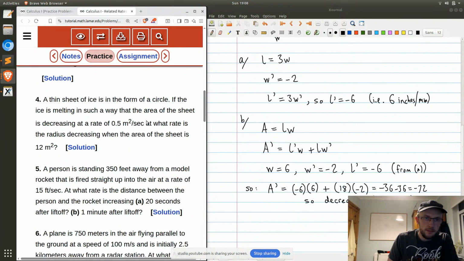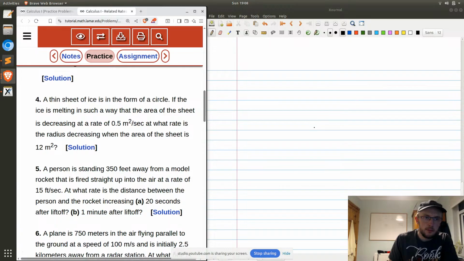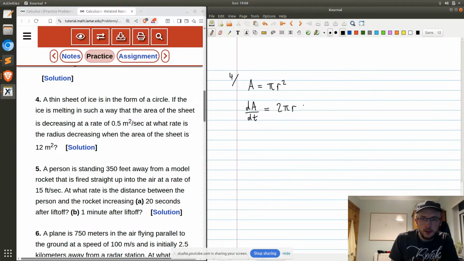Okay. Thin sheet of ice is in the form of a circle. If the ice is melting in a way that the area of the sheet is decreasing at that rate, what rate is the radius decreasing when the area of the sheet is 12 meters squared? Right. State what we know. We know that area is equal to pi r squared. dA by dt is 2 pi r times dr by dt.